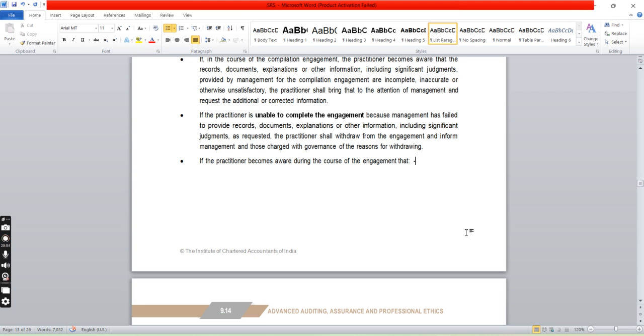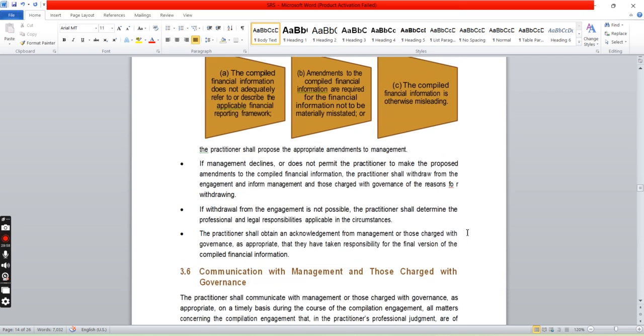If the practitioner becomes aware during the course of engagement that जो compiled financial information है does not adequately refer to or describe the applicable FRF, there are amendments to the compiled financial information required for the financial information not to be materially misstated and the compiled financial information is otherwise misleading. तो practitioner जो है propose करेगा what will be the appropriate amendment to management.